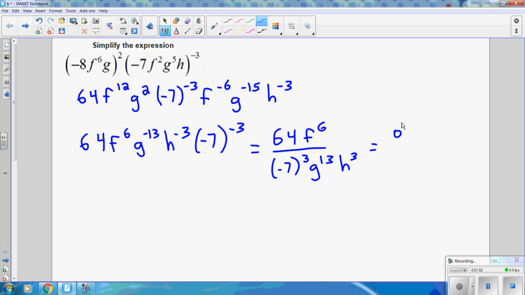that is. So we have 64 f to the 6th, and all that is over negative 7 to the 3rd power. A negative to an odd power is a negative, and 7 to the 3rd power is 343. And then you have g to the 13th, h to the 3rd. And that's your answer.